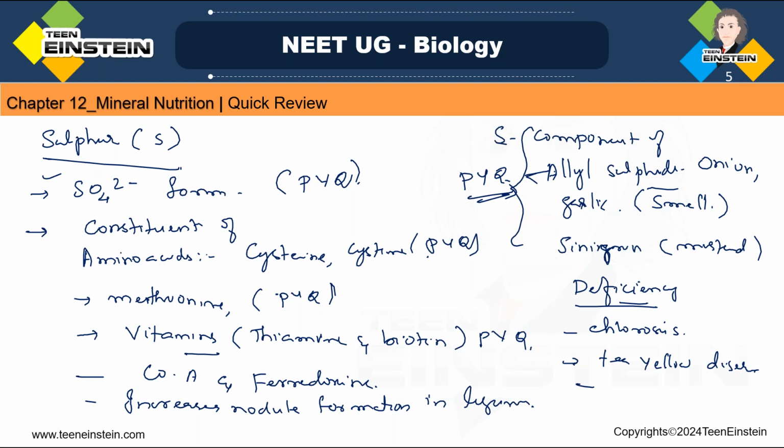And we said sulfur is having a major role in the formation of nodules in legumes, right? So reduced nodulation in legumes. All these we can see due to the deficiency of sulfur. This chlorosis, then tea yellow disease is caused due to the deficiency of sulfur. This is a previous year question. And reduction in nodule formation of legumes that you can see as a result of sulfur deficiency. That is also a previous year question. Clear?